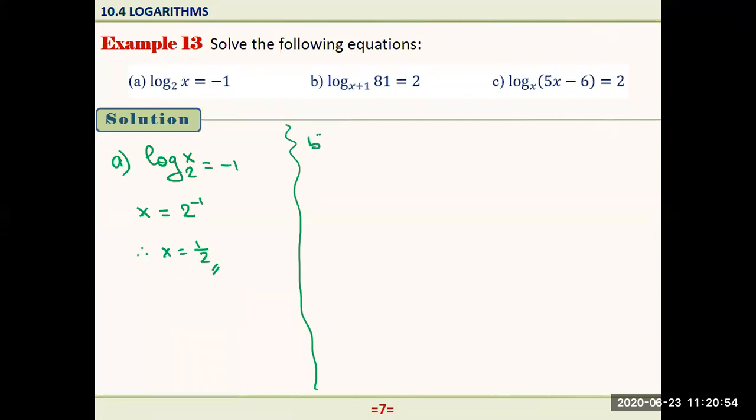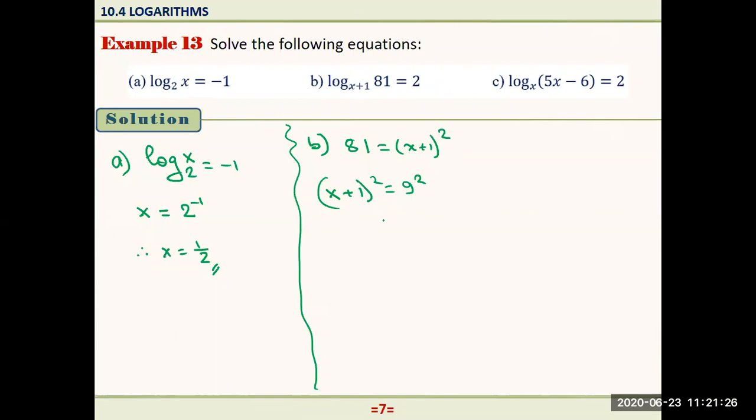How about question B? In a similar way, here we have logarithm of 81 to the base x plus 1 equals 2. So if we convert this into exponential form, here we will have 81 is equal to, this is the base, x plus 1 squared, right? Now from here, what is x plus 1? X plus 1 squared is equal to 9 squared, right? Actually, it's plus or minus, right?